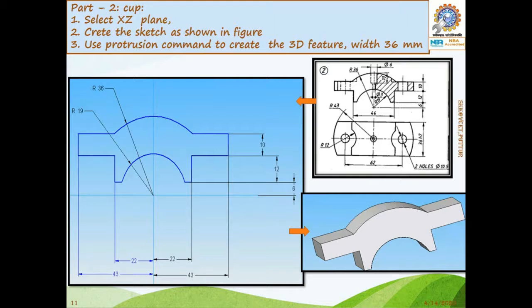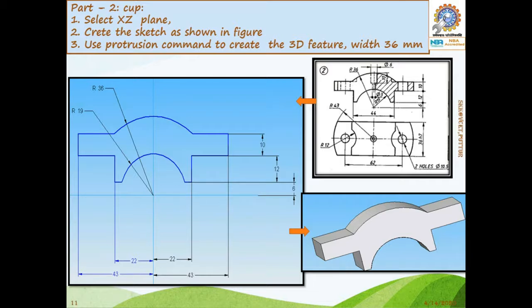Coming to the second part, the cup. To create this one, first you have to select the protrusion command only, then select the XZ plane. In that XZ plane, you have to draw a similar sketch.